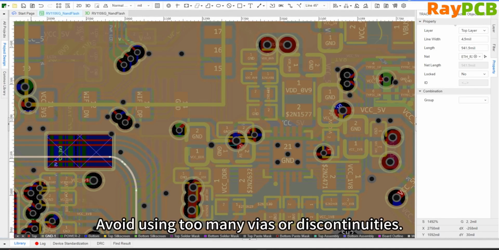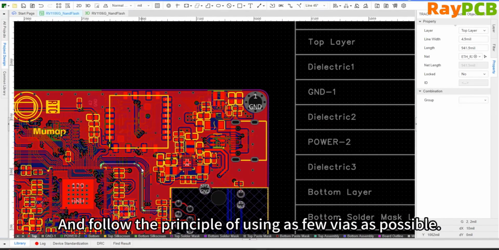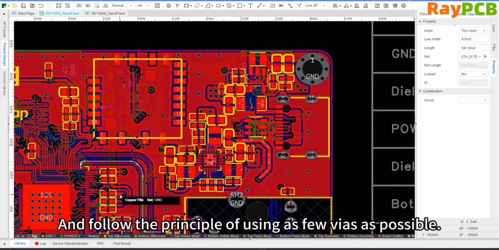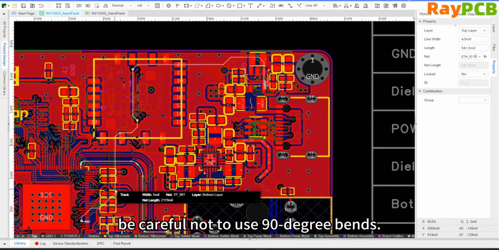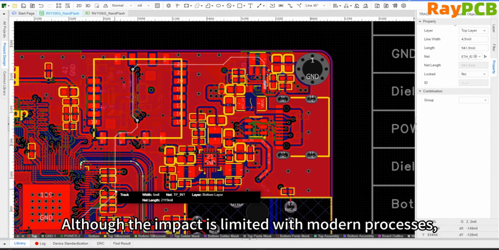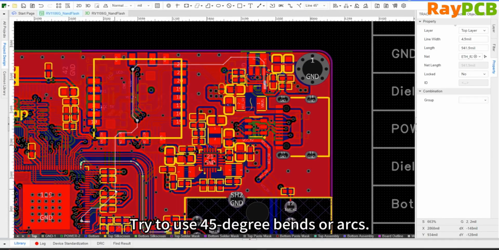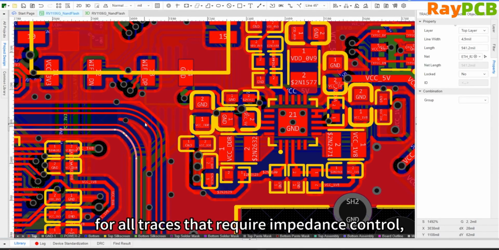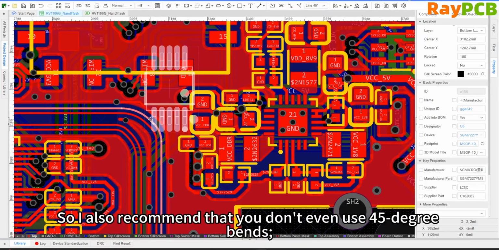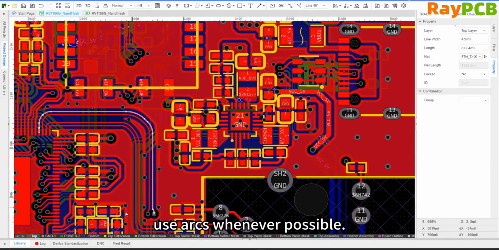Next, avoid excessive vias or discontinuities. Try to route on a single layer as much as possible and only use vias when absolutely necessary, following the principle of introducing as few vias as possible. Also, be careful not to use 90-degree angles. Although the impact of manufacturing processes is limited nowadays, theoretically, any 90-degree angle will cause slight changes in impedance. Try to use 45-degree angles or straight lines instead. From this design, you can see that all the traces requiring impedance control are straight lines. So I also recommend that you avoid even 45-degree angles whenever possible and use straight lines instead.